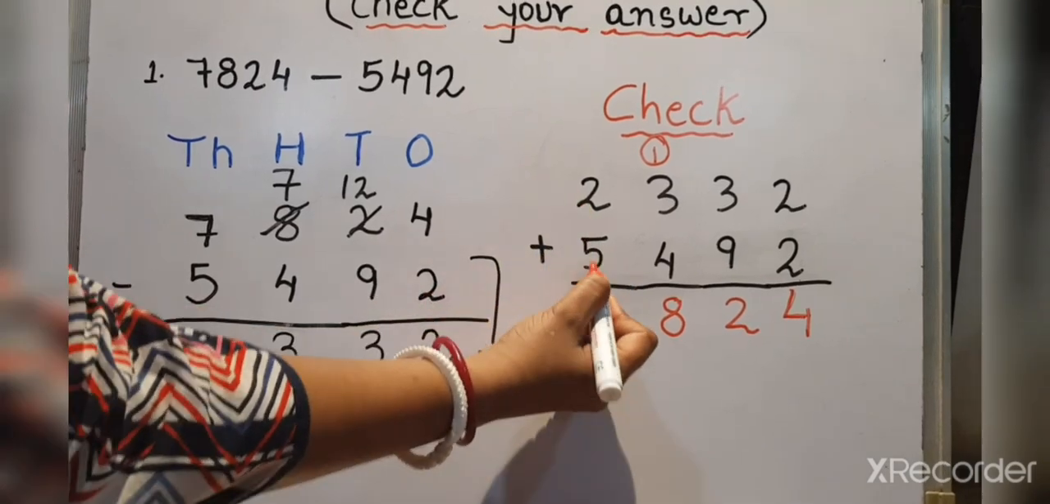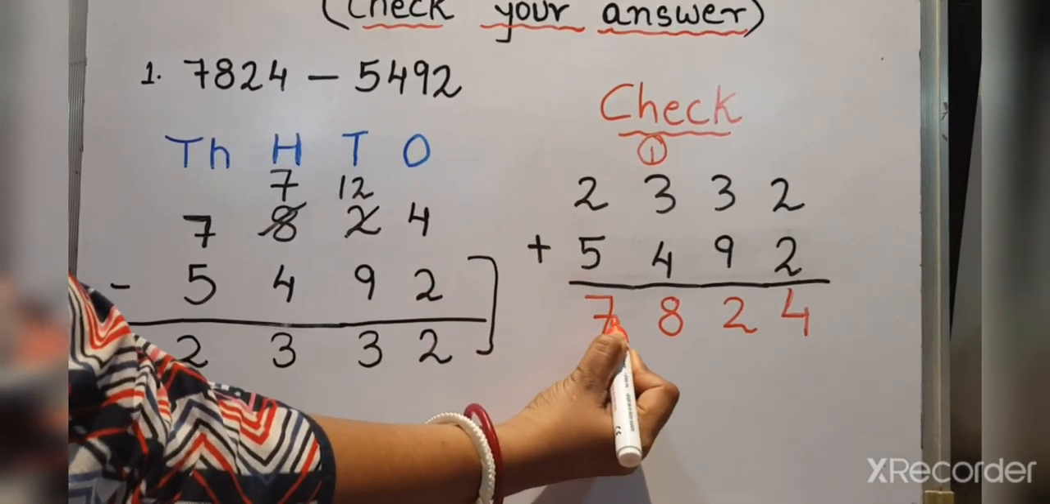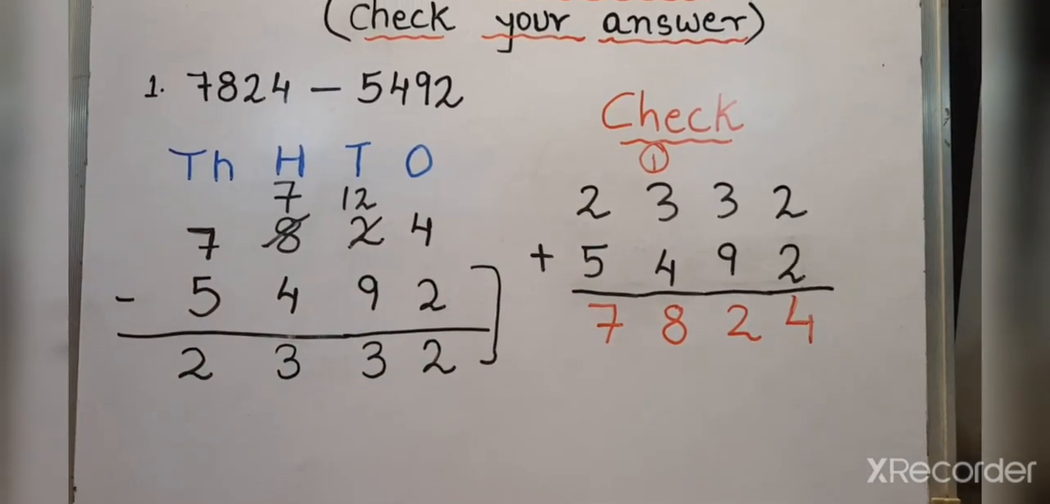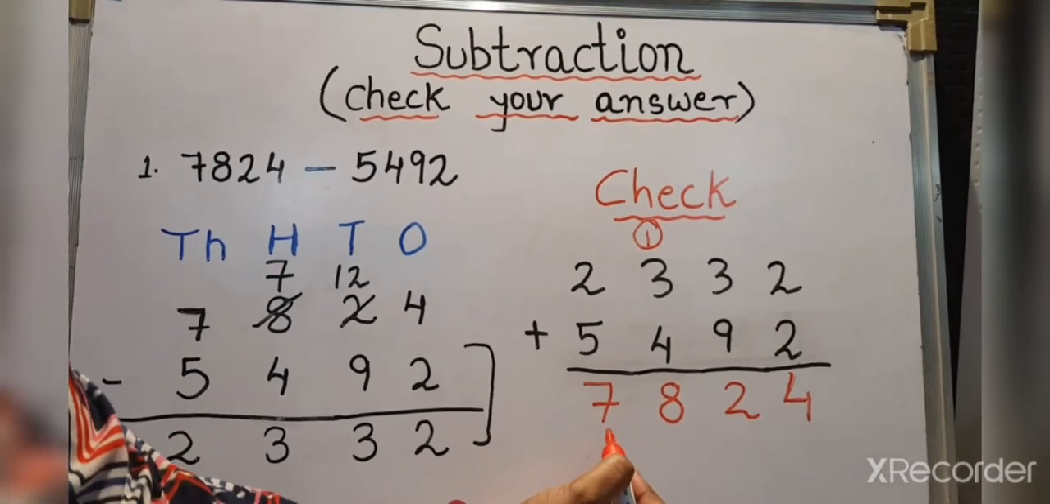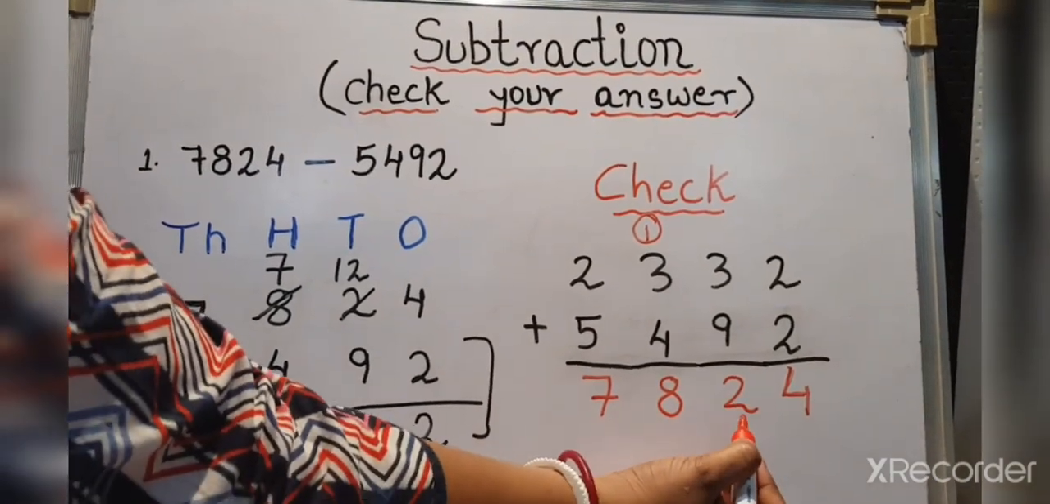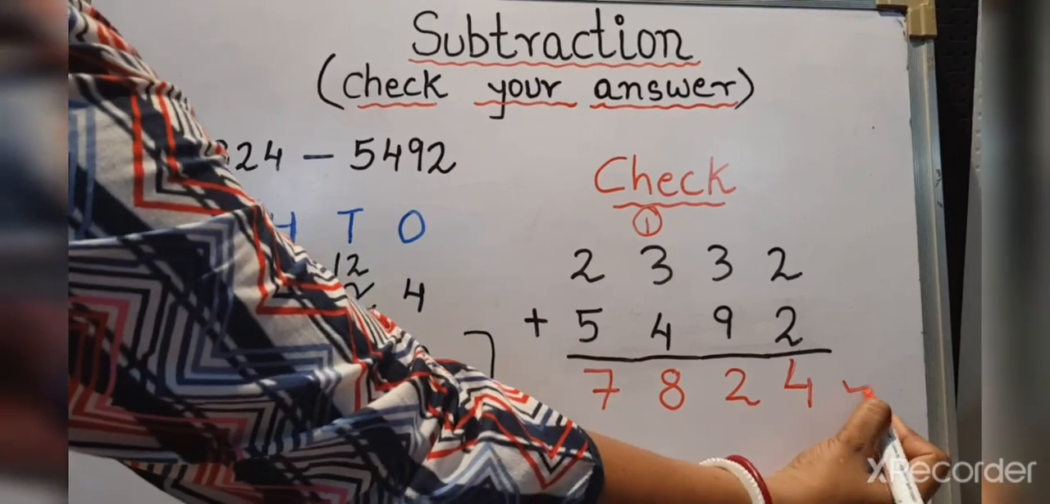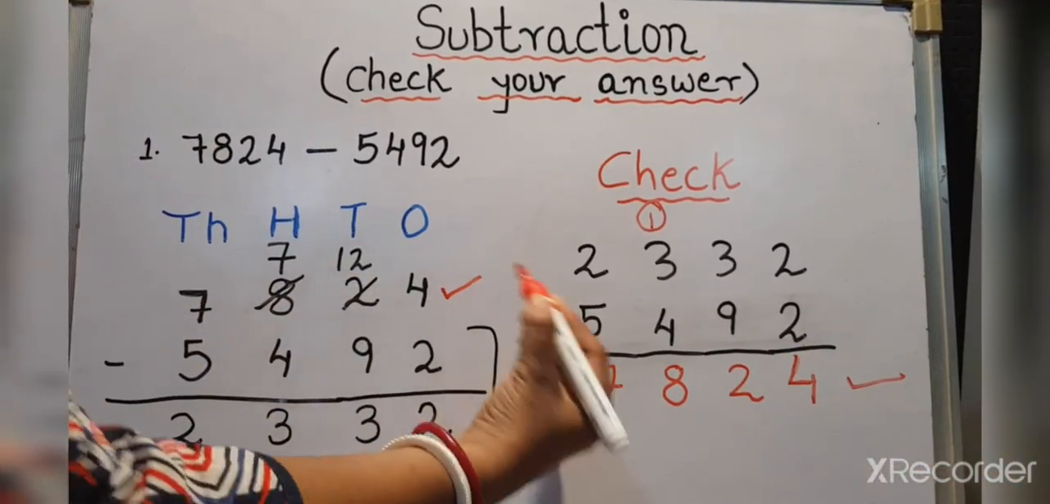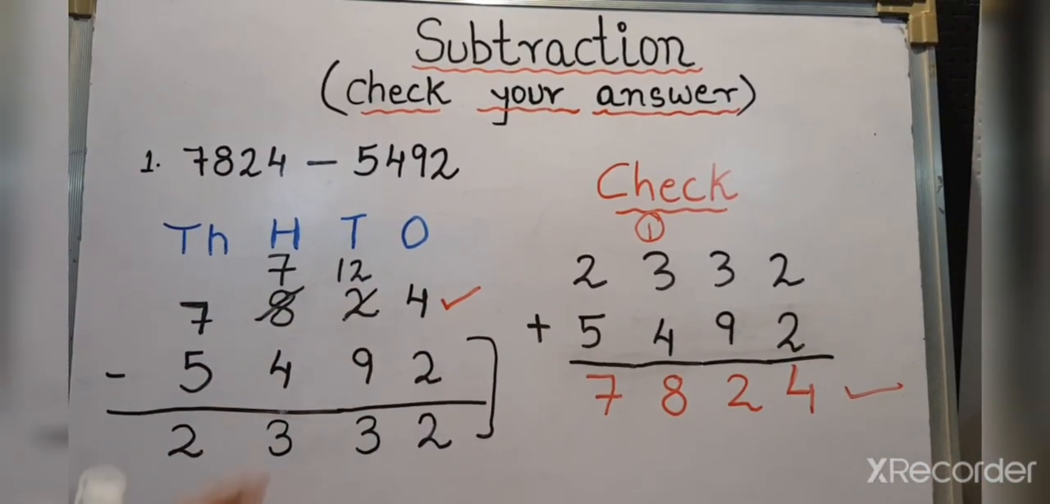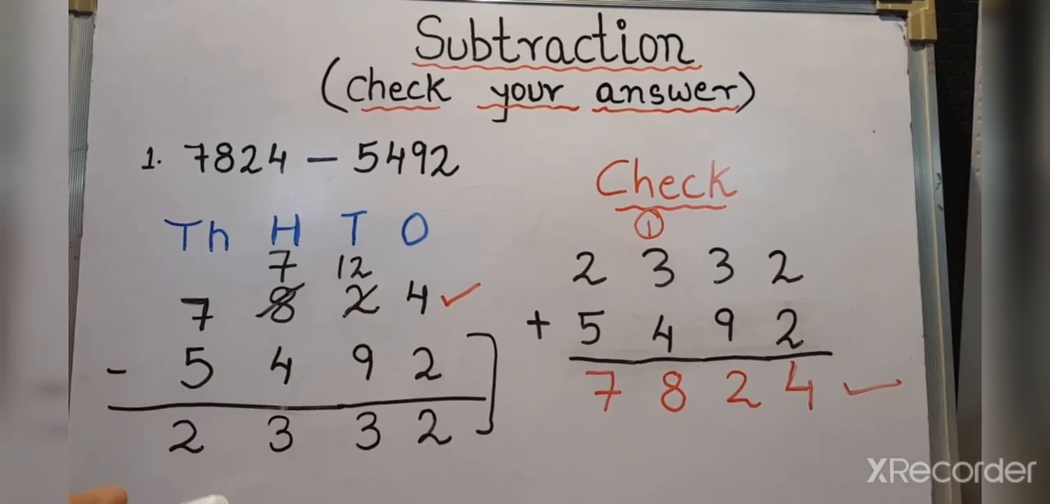Then 2 plus 5 is 7. As you can see, children, we have got 7824, which is equal to our minuend. That means our subtraction is correct.